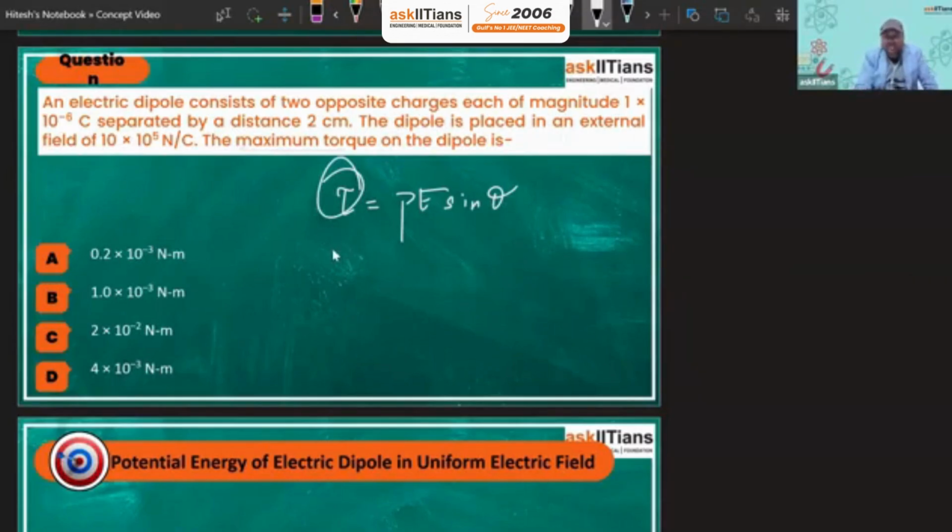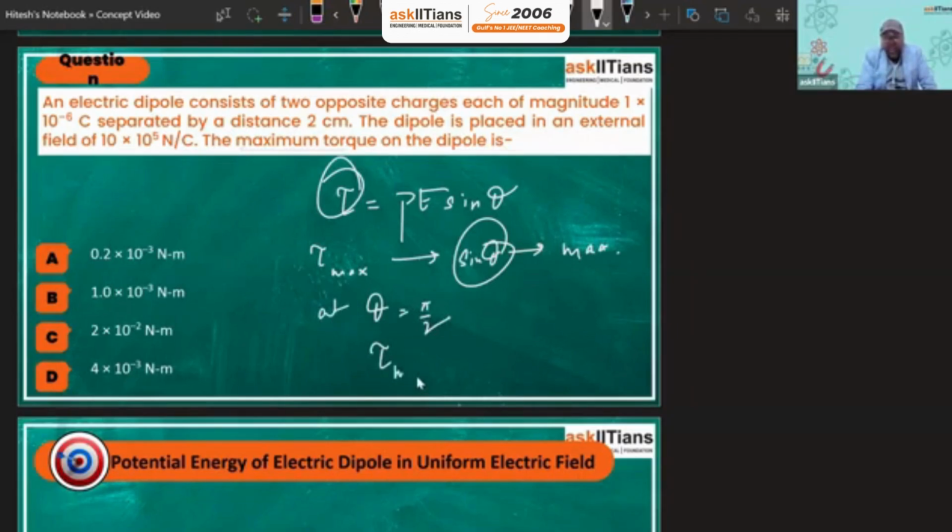Now, when does this value of tau become maximum? When sin theta is maximum. So tau max would be when sin theta is maximum, and sin theta is maximum when its value is 1. So theta should be pi by 2. So at pi by 2, we have tau max, and tau max should be P into E. So we just have to multiply the dipole moment and the electric field, that becomes our maximum torque, right?